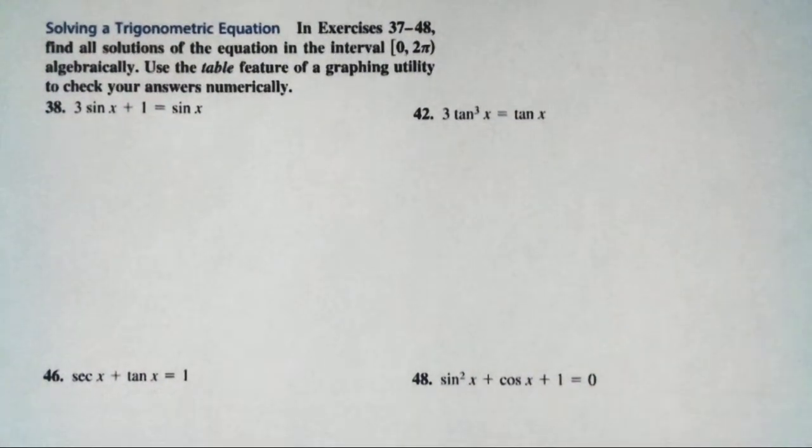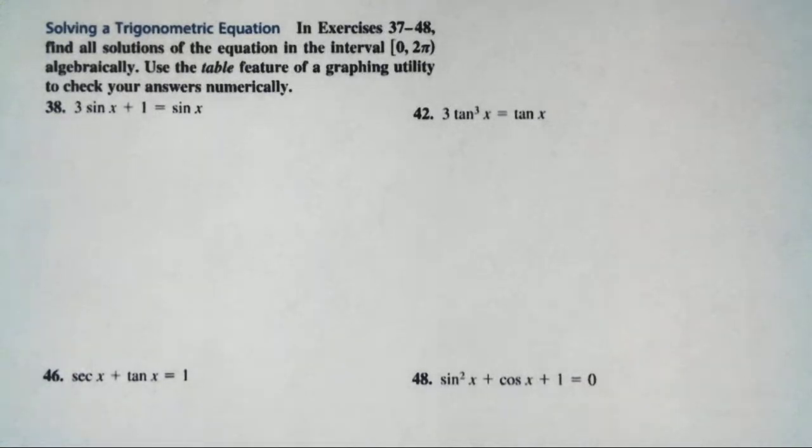Welcome to 5.3, solving trigonometric equations. This is part 2. I had a visitor stop by my room, so we're going to pick it up at problem number 46. And here we were to be finding all solutions of the equation from 0 to 2 pi algebraically.